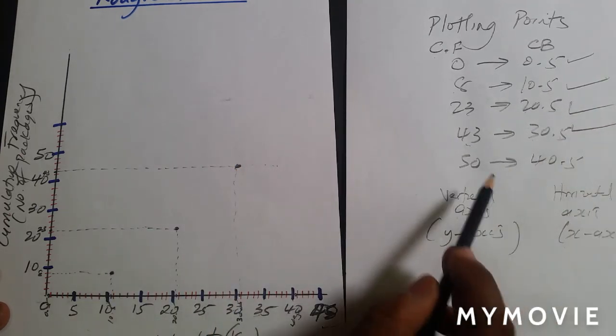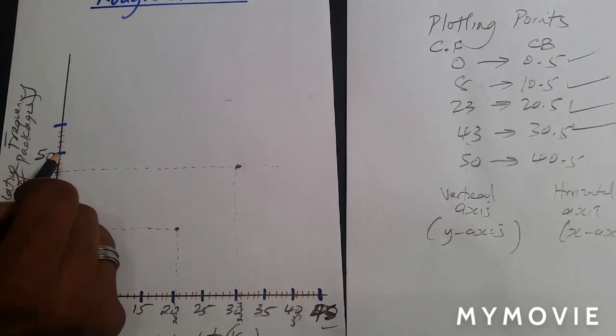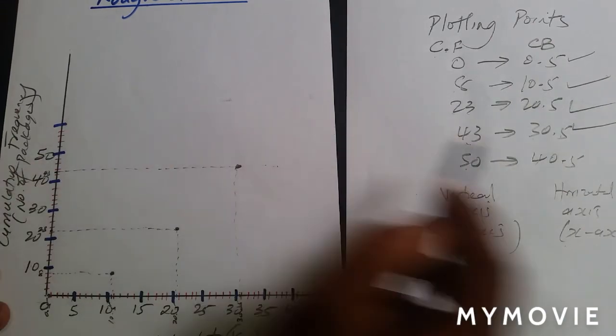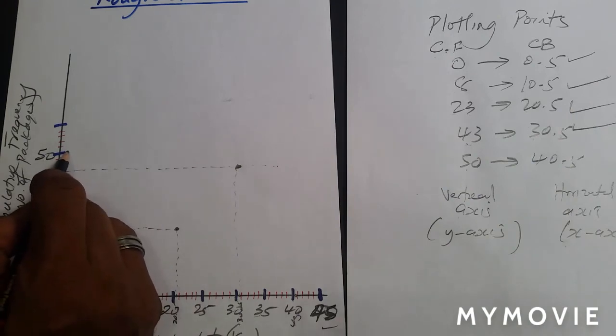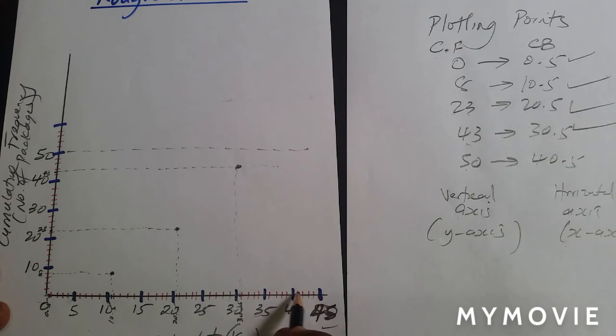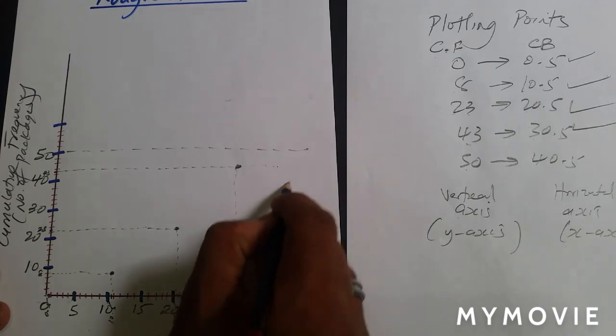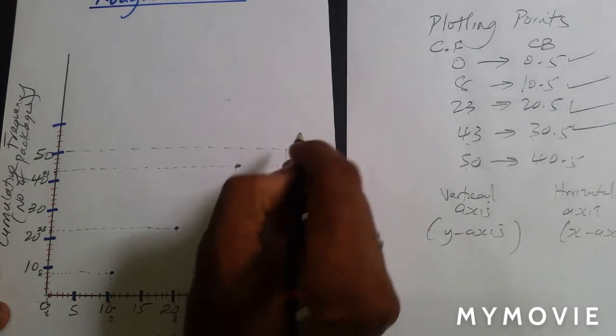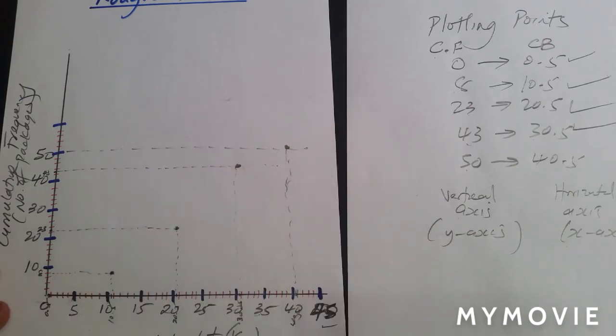And the last one now is 50, which is the top of the cumulative frequency curve, is going to map up with 40.5, which is the last one here. So I'm carrying this across, and I'm mapping it up with 40.5, which should be round about here. As I said before, this is a rough sketch.